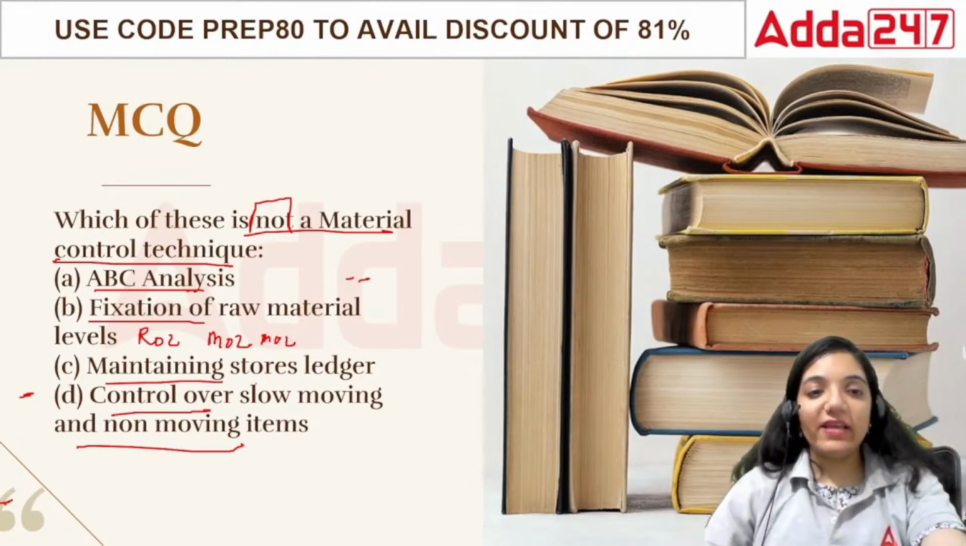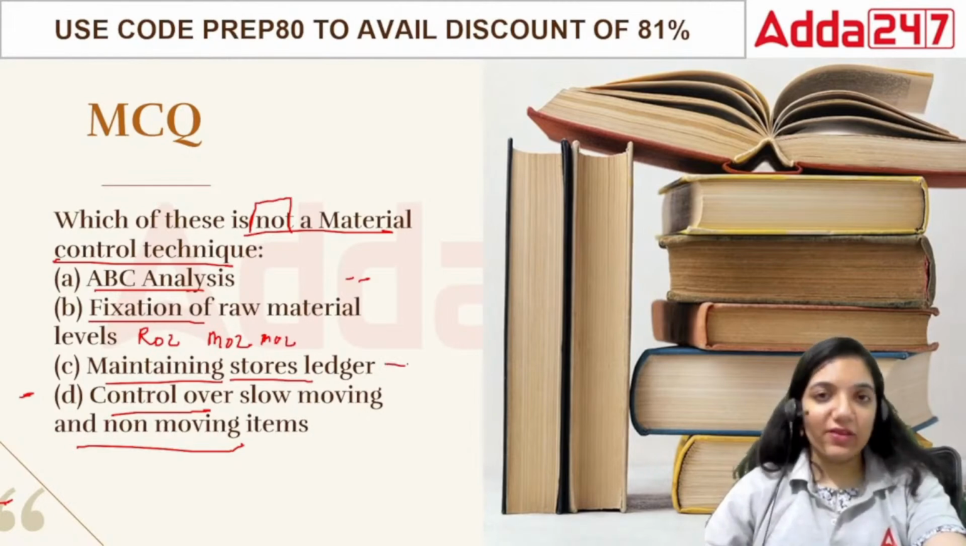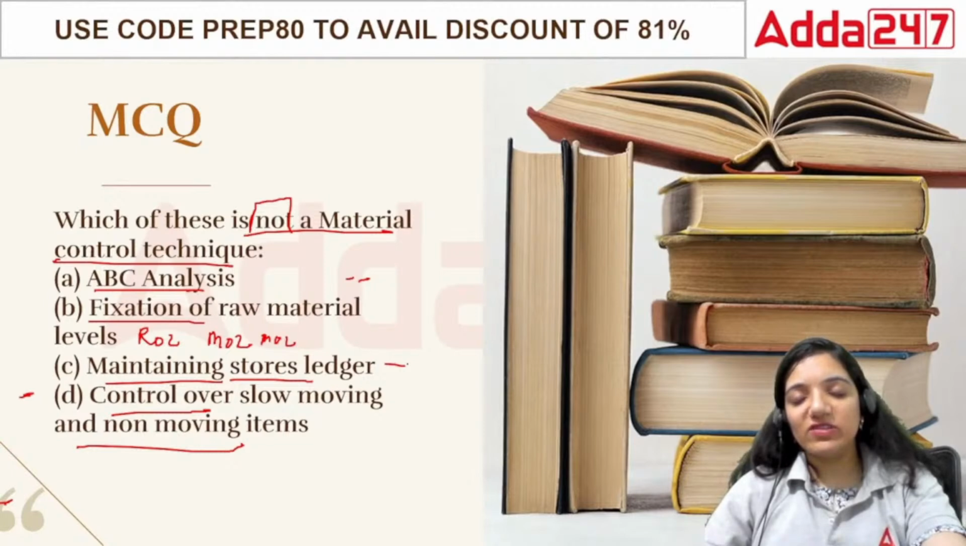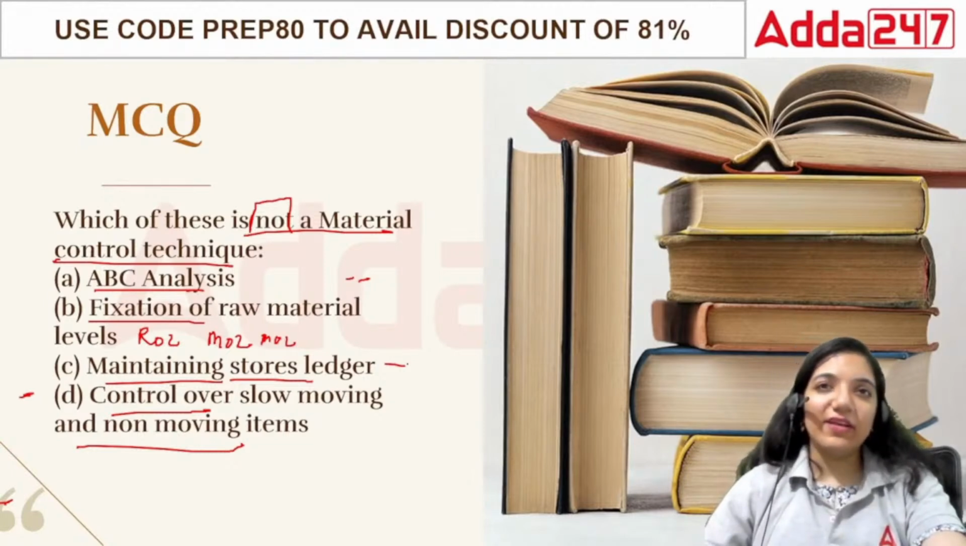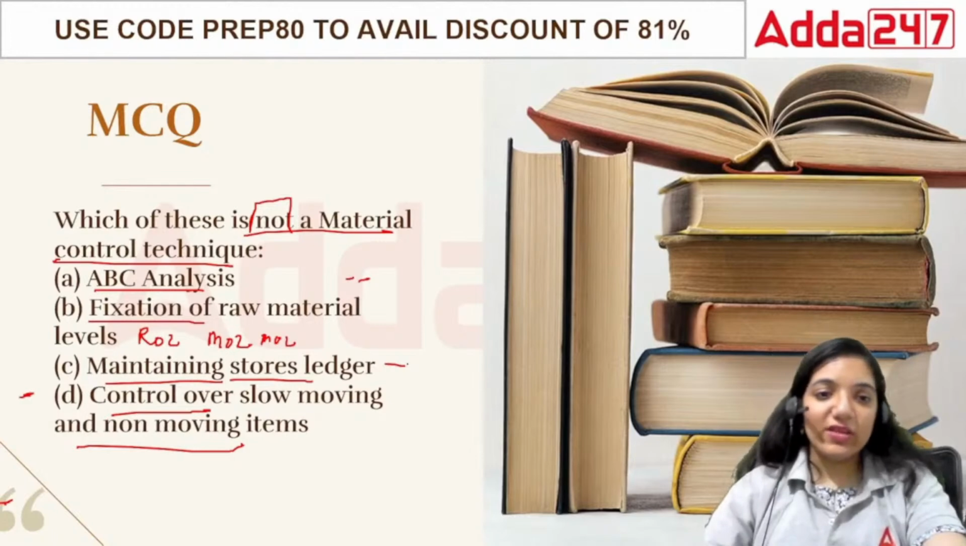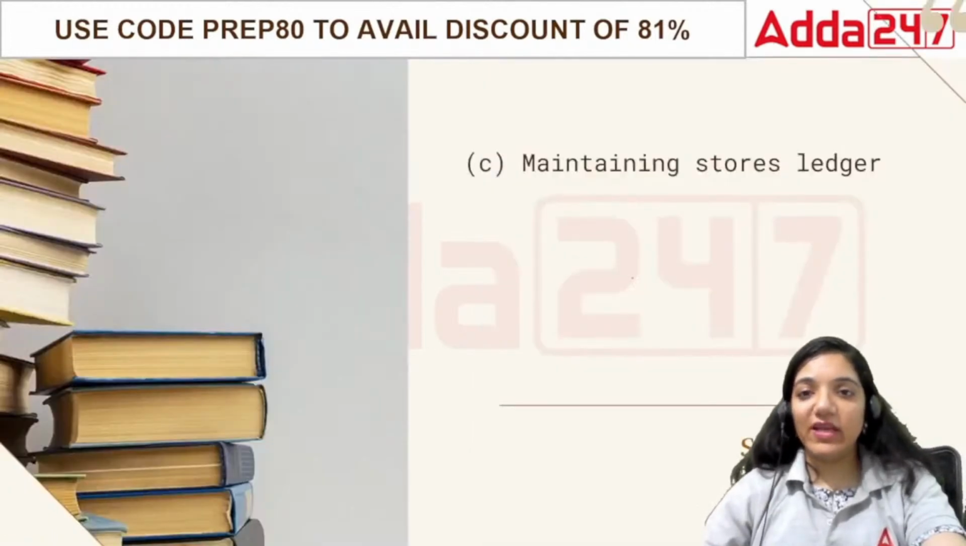Then maintaining stores ledger. This is basically related to the area of knowing what you have in the raw material there or in the stores. And last is control over slow moving and non moving items. If we talk about slow moving or non moving items, these items are related to the areas that we need to know which one can be sold very easily and which one would take a lot of time and which one is not being sold at all. So in this case, the correct answer would be maintaining the store's ledger.